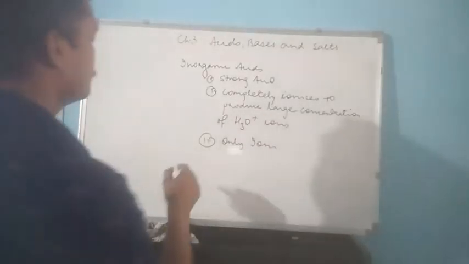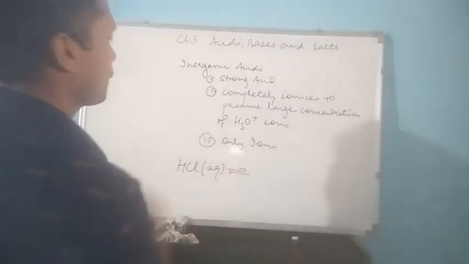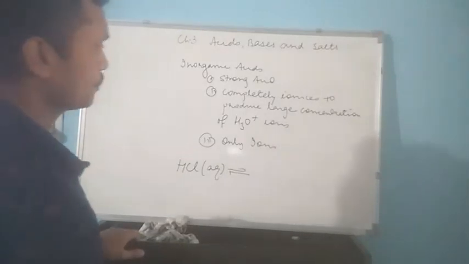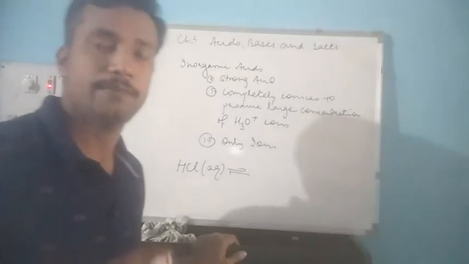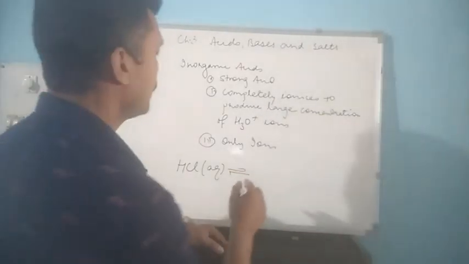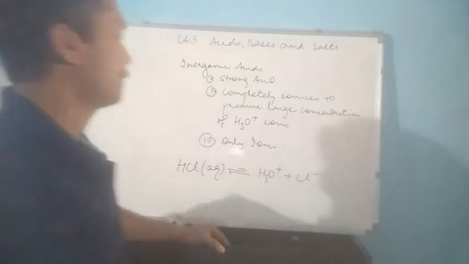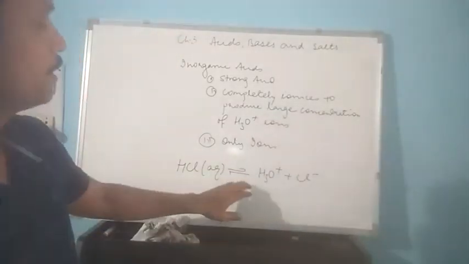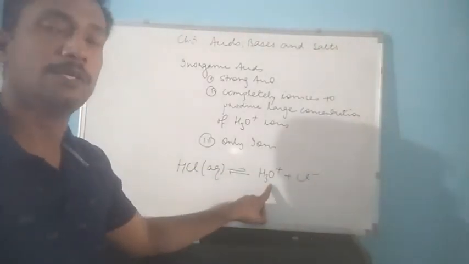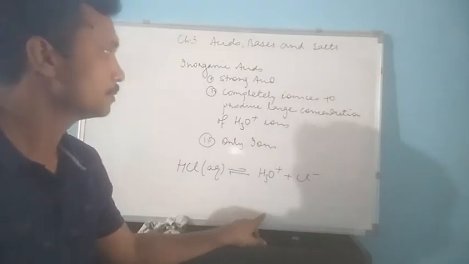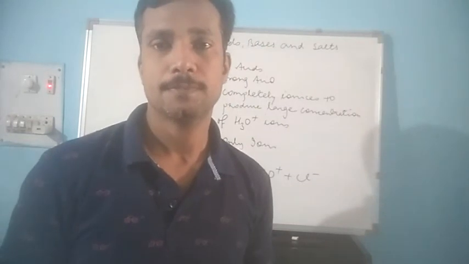We have an example like HCl, hydrochloric acid. It will completely ionize. That means almost all hydrochloric acid will ionize to produce a very large concentration of hydronium ion. So as a result, the solution will not have any molecules of hydrochloric acid left. All will be turned into ions only. So next class we will discuss some more types of acids. Thank you.